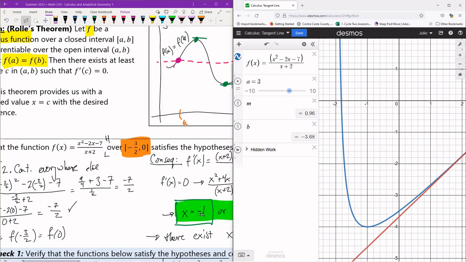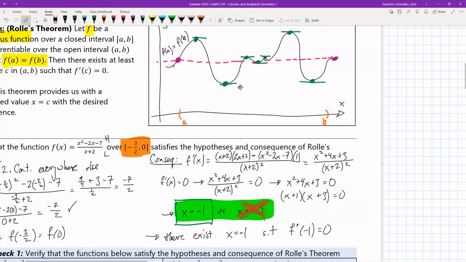So apparently, if we plug in x equal -1, we should get a derivative of 0. We should get a tangent line with a slope of 0 there. So let's go ahead and move it down to -1. And lo and behold, there's our line. So it works out.